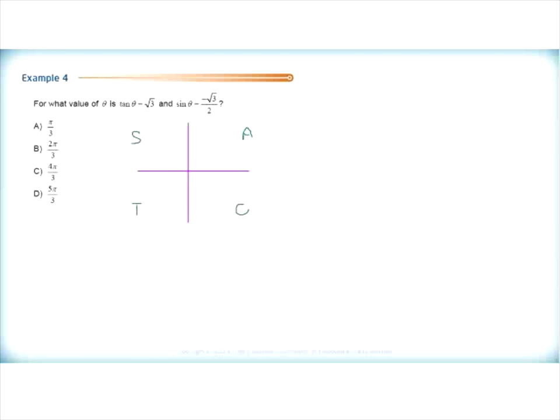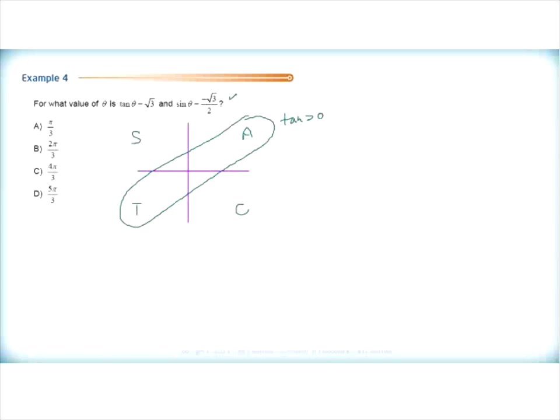Sine is positive in quadrants 1 and 2, but tan is only positive in quadrants 1 and 3. Sorry, let me correct that. Let's make sure we get this correct here. Tan is positive in these two quadrants, quadrants 1 and 3, and I'll just circle them, where tan is positive.